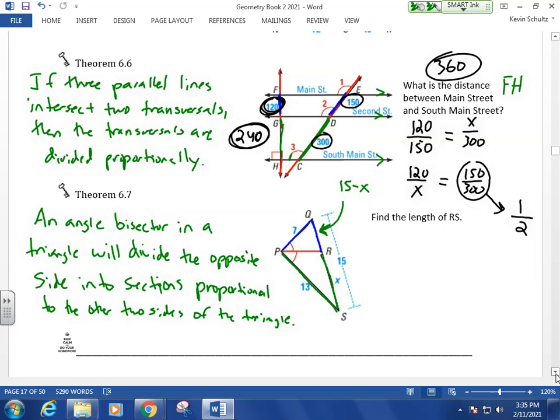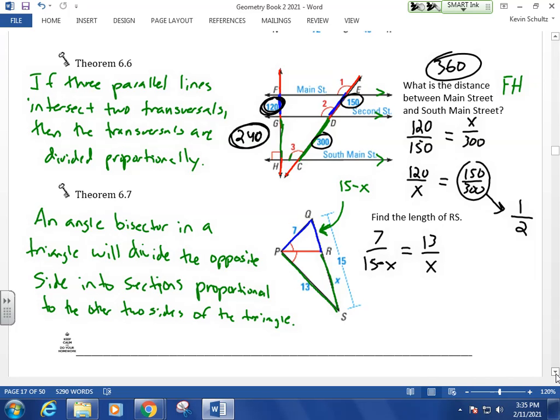Okay, so we have 7, setting our proportion here, 7 over 15 minus X is equal to 13 over X. Right? 7 over 15 minus X equals 13 over X. That's the proportion we can set up here.